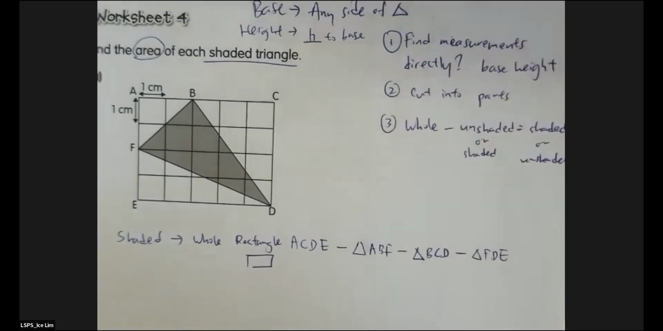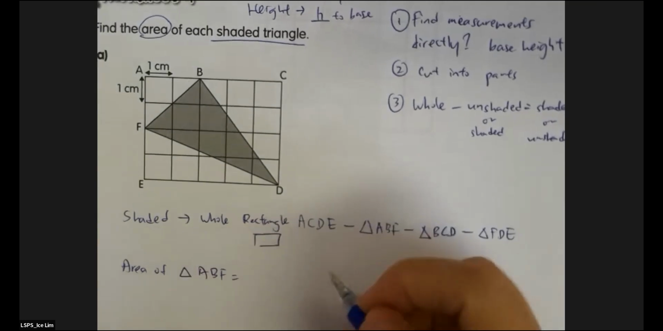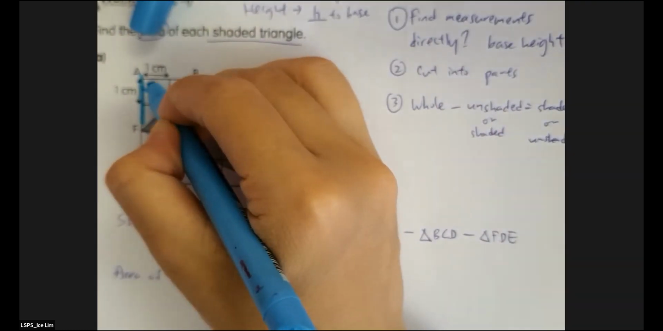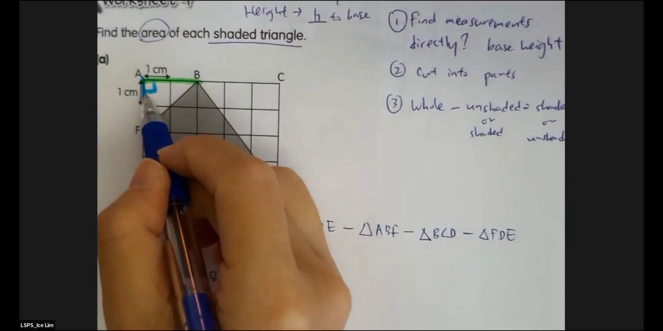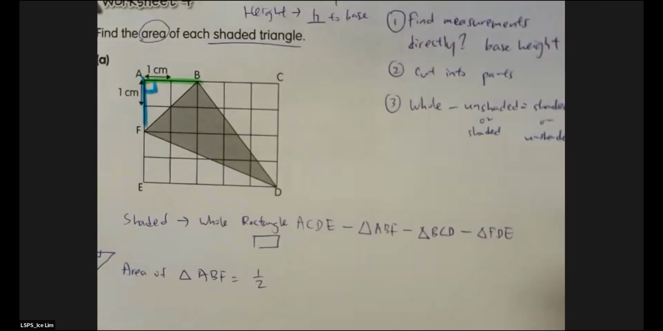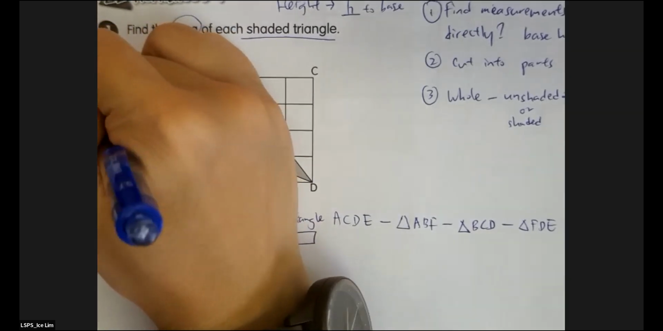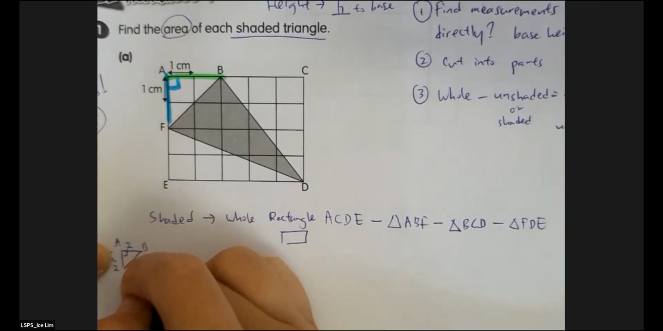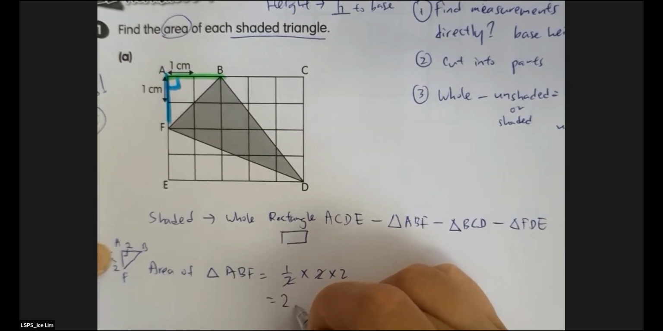Okay. So I need to do step by step. First, I try area of triangle ABF. How do I get area of triangle? Half times base times height. So I'm looking at triangle ABF. I can find the right angle and its partner height. It's a right angle triangle, 2 cm by 2 cm. The unit is cm, so the area will be square centimeters. So the area will be half times 2 times 2. Cancel, cancel, it will just be 2 square centimeters.